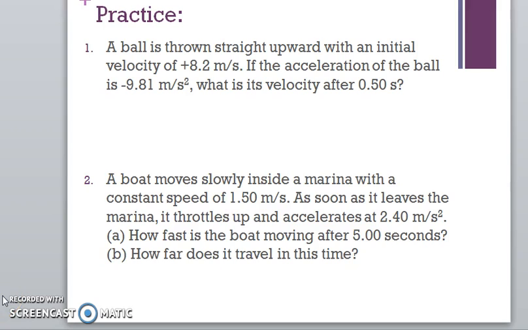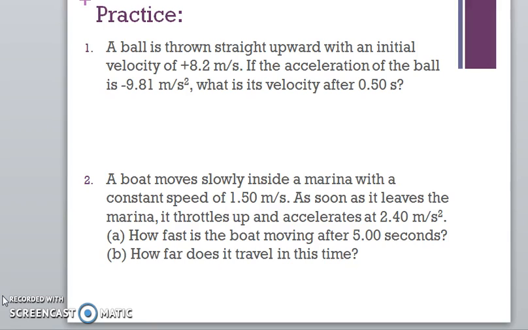Okay, our next problem, number 2. A boat moves slowly inside a marina with a constant speed of 1.50 meters per second. As soon as it leaves the marina, it throttles up and accelerates at 2.40 meters per second squared. A, how fast is the boat moving after 5 seconds? And B, how far does it travel in this time? And this time referring to the 5 seconds. So it's a two-part problem.